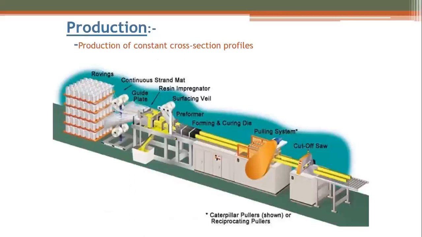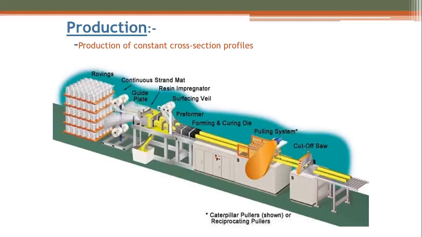Next, this is the production system of constant cross-section profiles in which the pulling system is used. These pullers are called reciprocating pullers or caterpillar pullers. So the other name for this pulling system is caterpillar pullers or reciprocating pullers. You can see it in the picture.